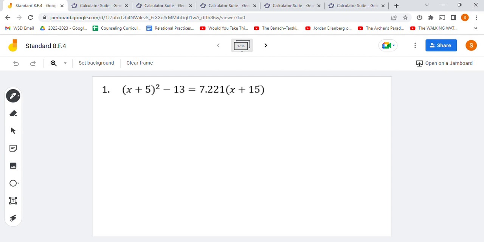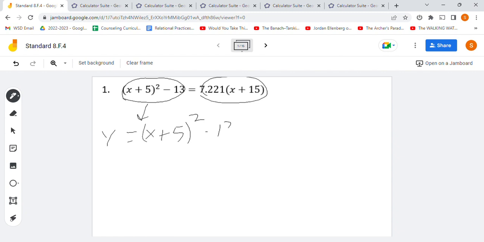For today's task, we're going to use a graphing calculator to solve a number of equations. In order to do so, we're going to take this equation and split it up into two parts. The first part comes from the left side of the equation. We end up with y equals (x plus 5) squared minus 13. And the second one will be y equals 7.221 times x plus 15.